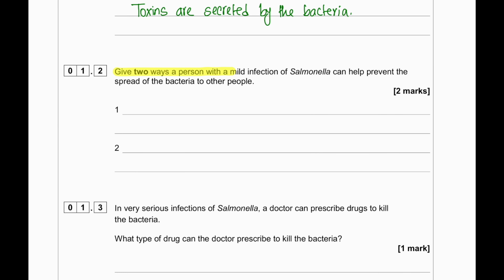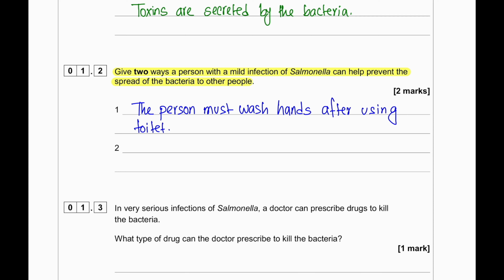Give two ways a person with a mild infection of Salmonella can help prevent the spread of the bacteria to other people. So when a person has a mild infection of Salmonella, preventing the spread will involve techniques where we prevent the bacteria from going from one person to another. For example, after using the washroom, the person should wash their hands after using the toilet when they are sick.